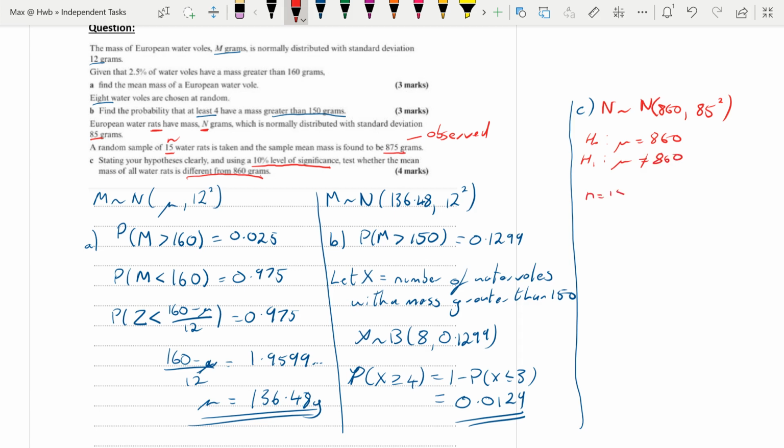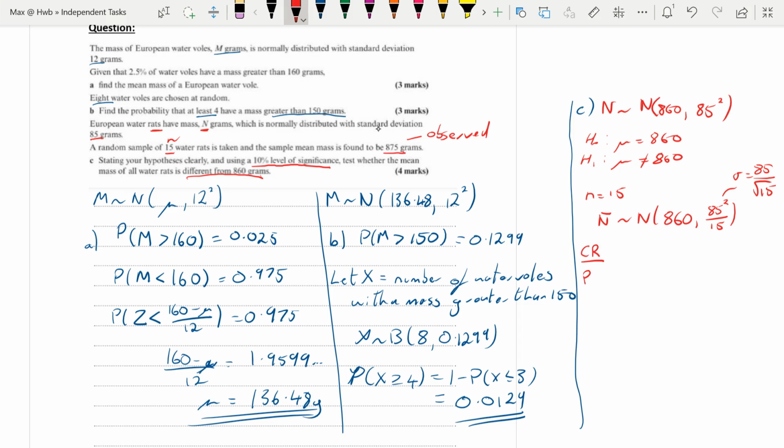So n equals 15, which means I need to do X bar, which would be normally distributed. Remember, 860 is going to stay the same, and I'm going to have 85 squared all over 15. I always say let's write this on the side: sigma would be 85 over root 15, because this is what's going to go in your calculator. You've got two ways of doing it: the p-value version or critical regions. Because we've got inverse normal, we're going to do the critical regions way.